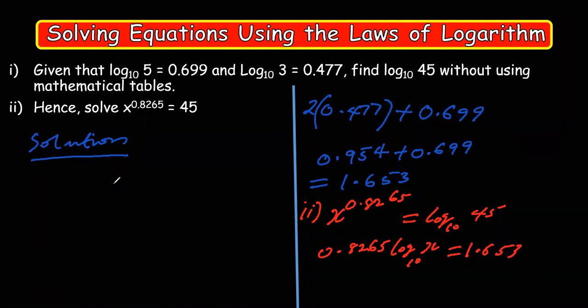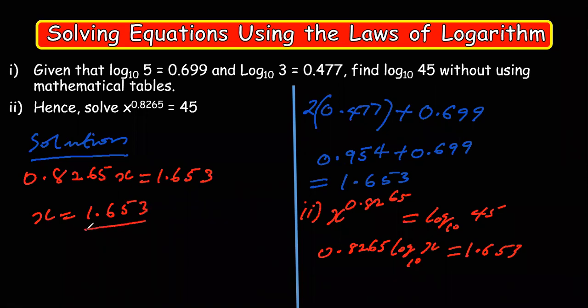So we are going to have 0.8265x equal to 1.653. So this is so simple. Now we just divide both sides by this value. So our x equal to 1.653 divided by 0.8265, right?